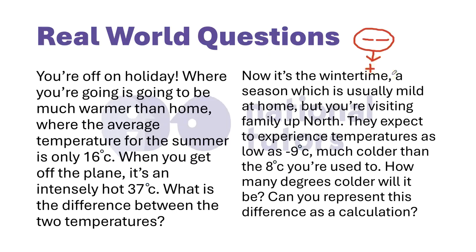Do not worry about that too much for now. We will be having a whole lesson on this. But that is how you would represent it in a calculation. Let me write it out once more for you. 8 take away -9 equals 17. As I said, we will be going over this topic in much more detail in a future lesson.